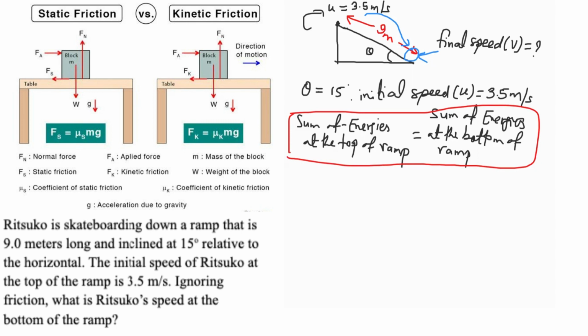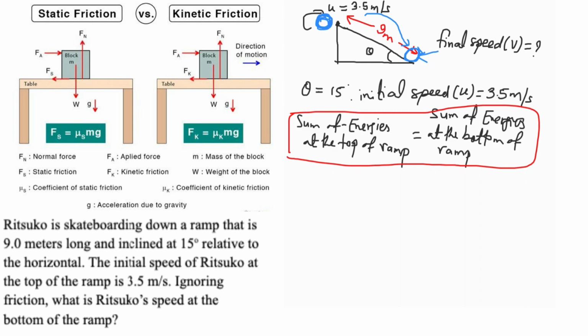Whatever energy Ritsuko possessed during the skateboarding at the top of the ramp should be the same at the bottom also. So the energy is not lost during this whole process, during this whole motion. That's the information we have to make sure of.